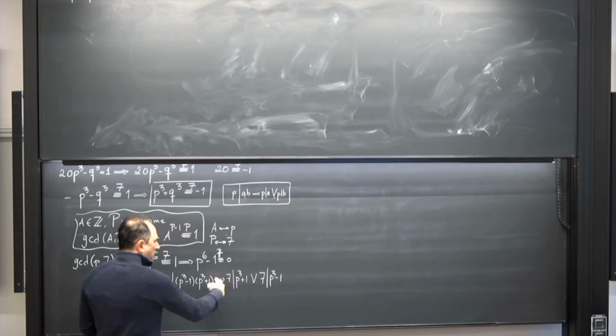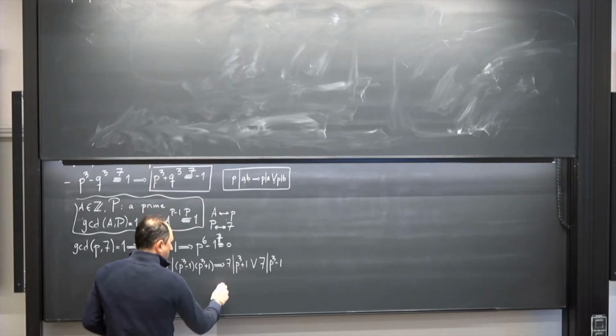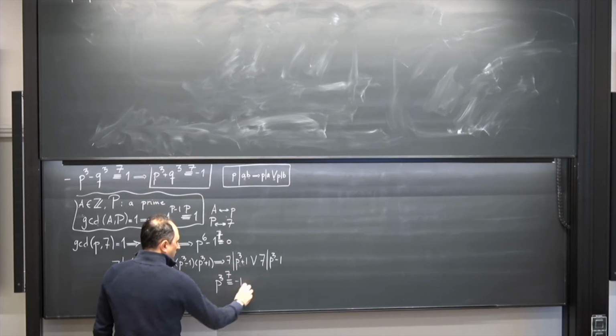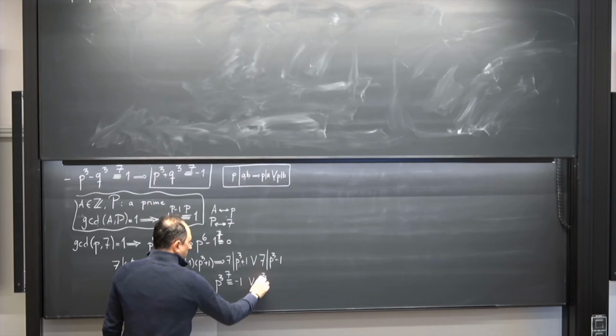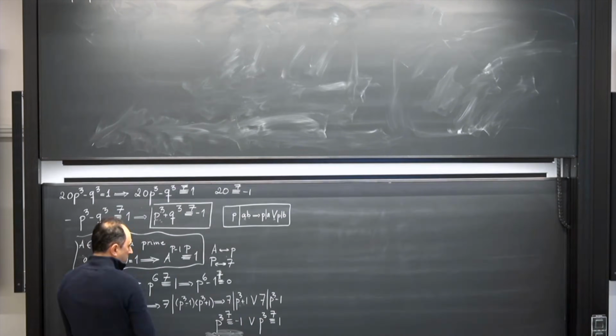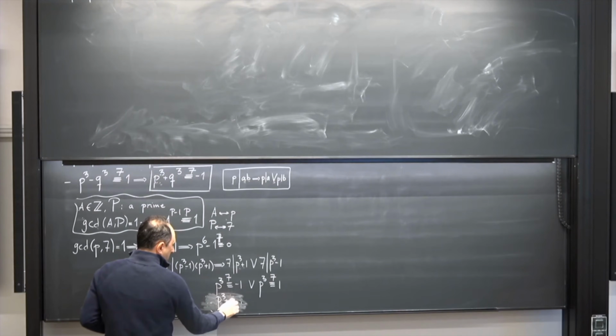If I want to translate it into the language of congruence, this means that either p^3 is congruent to -1 modulo 7, or p^3 is congruent to 1 modulo 7. So this means that what happens to p^3 + q^3, that is important.